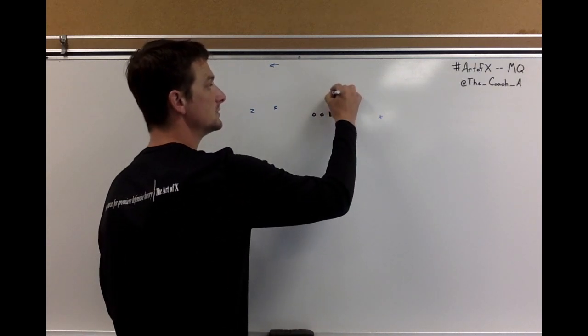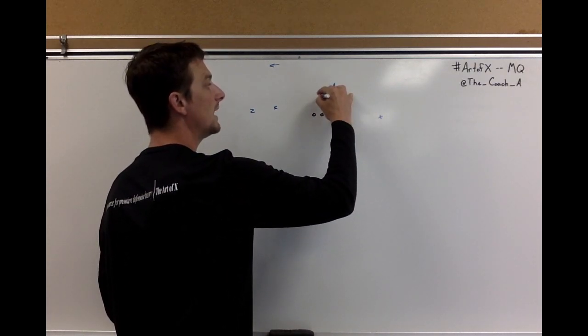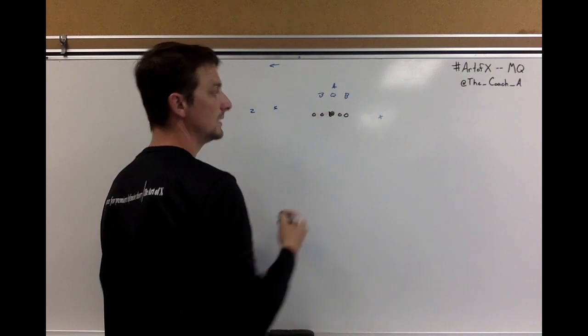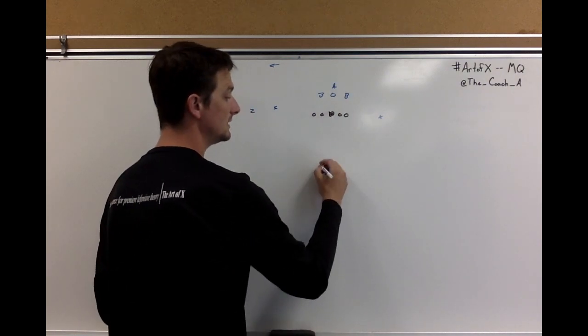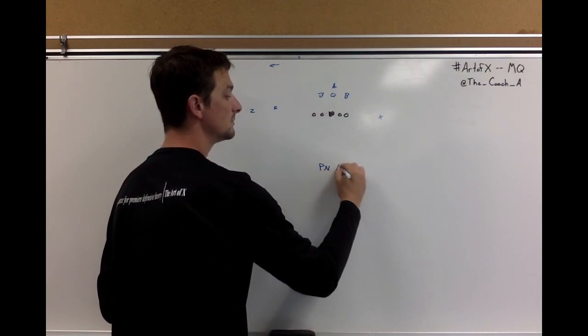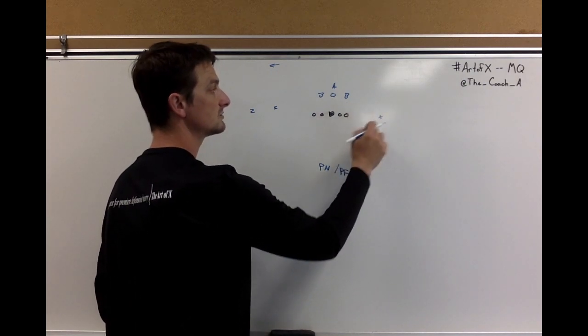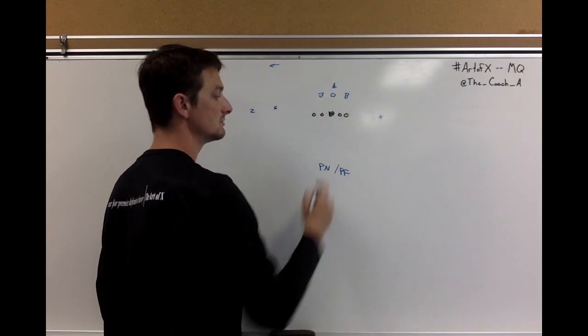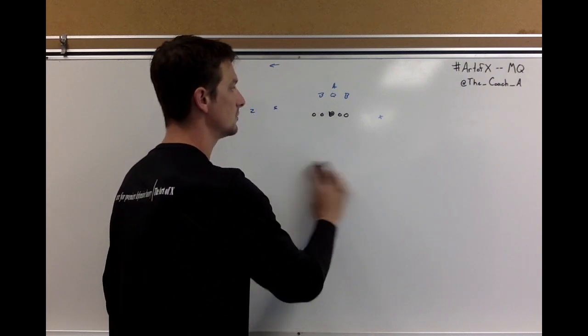Pistol is pretty simple too. Pistol, you have a B back and he's either to the strength or he's to the weak. And really how I do it is it's pistol near or it's pistol far. So if he's to the X receiver side, it's pistol far. If he's to the two receiver side, it's pistol near, and then again twin open.